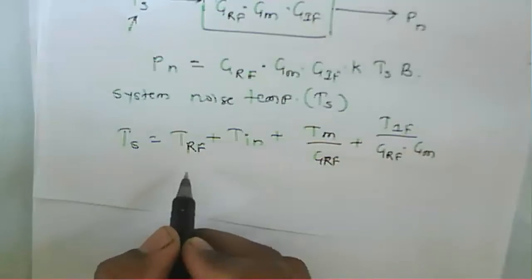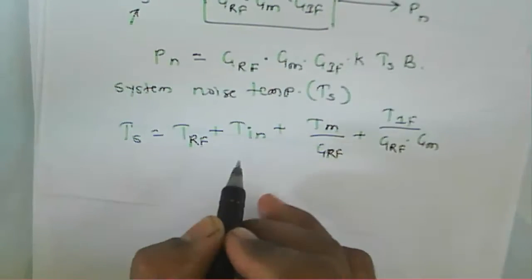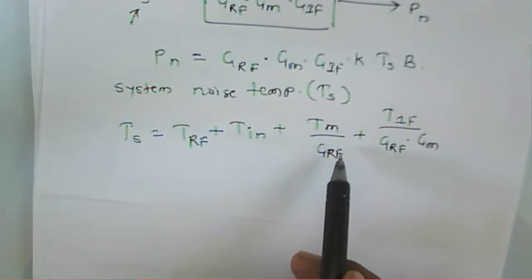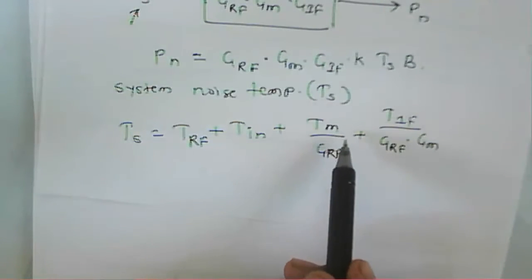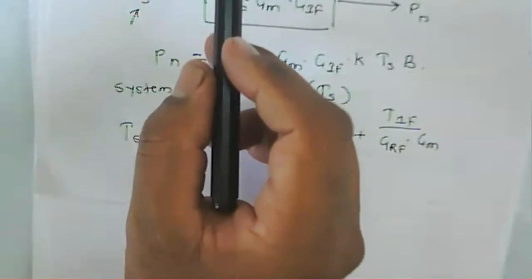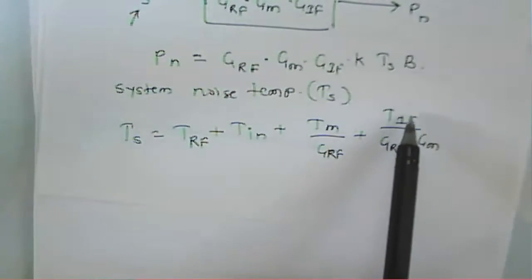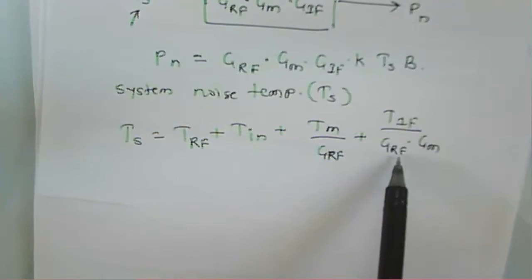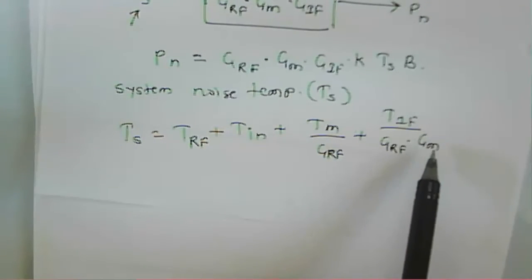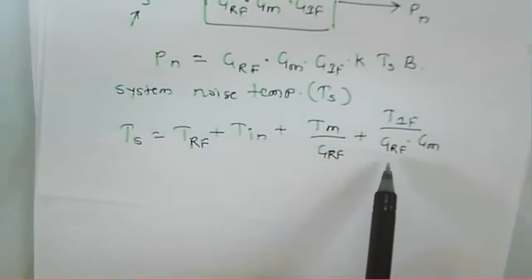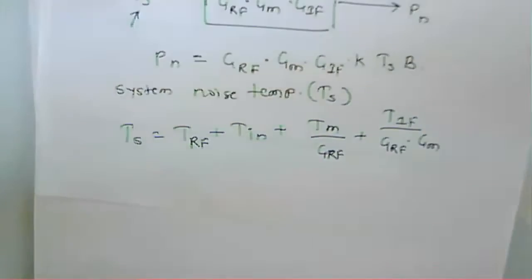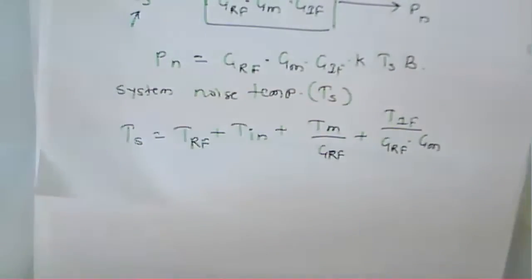TS is equal to what? TRF plus Tin, that is the input term here. Then TM by GRF here, that is for the mixer, a multiplication factor from the gain of the RF amplifier. Then TIF divided by GRF into GM, because this one is about the gain of the initial components, the RF amplifier and the mixer here. So that's why TIF by GRF and GM here.